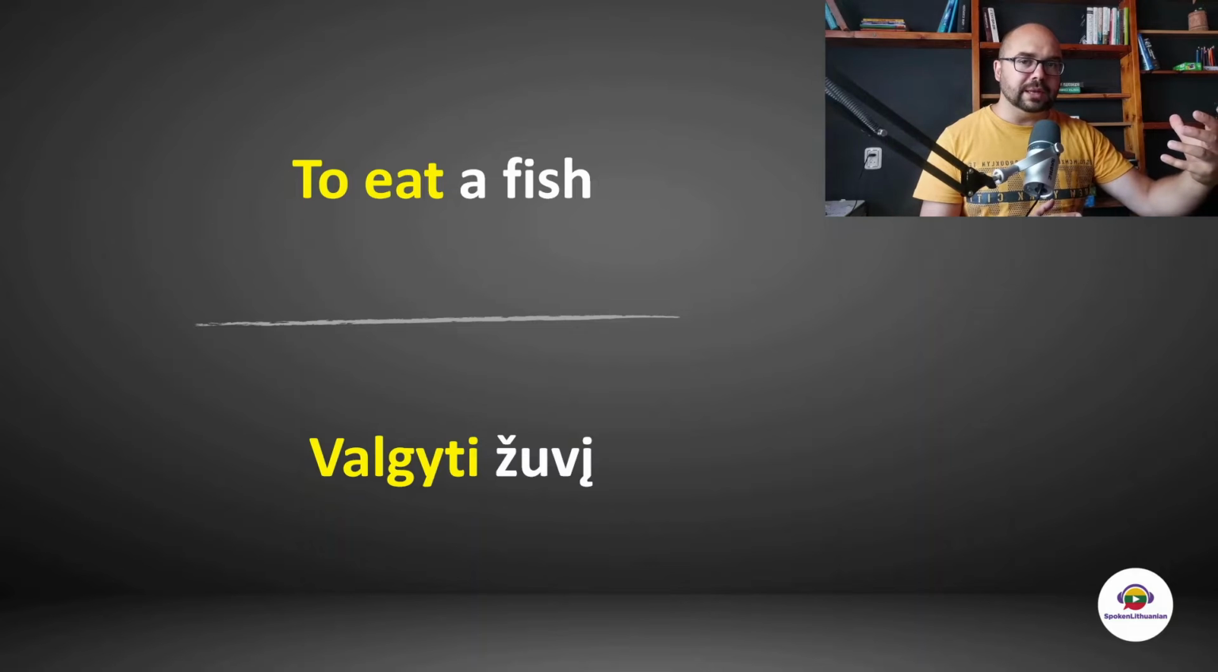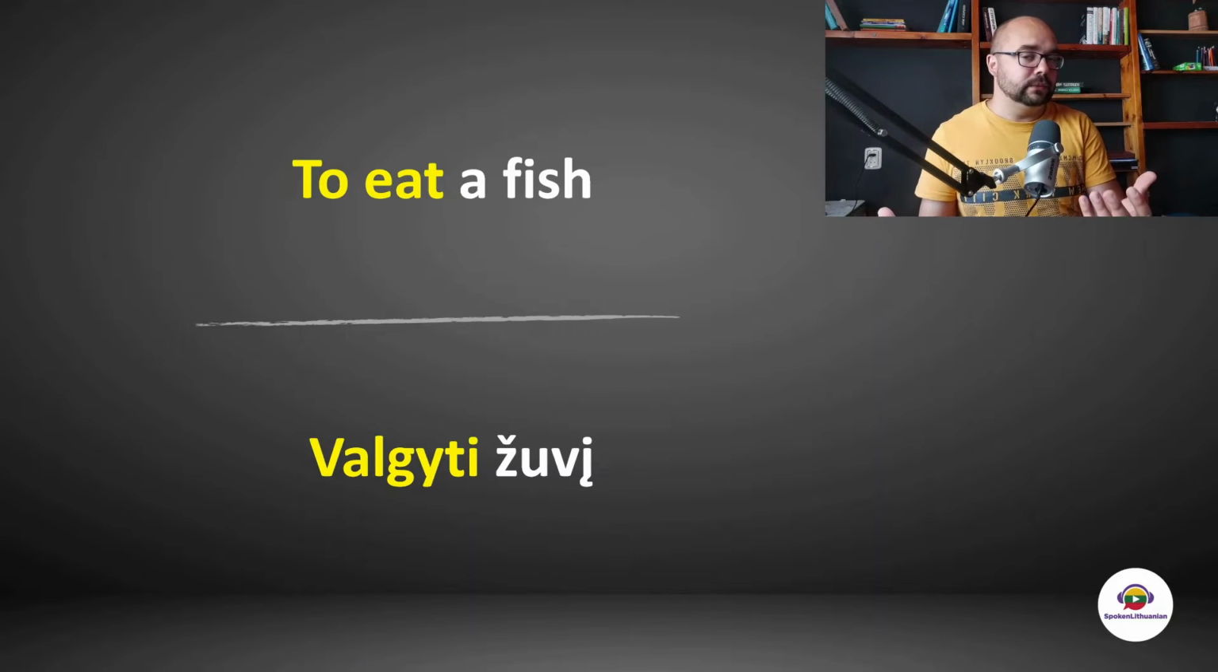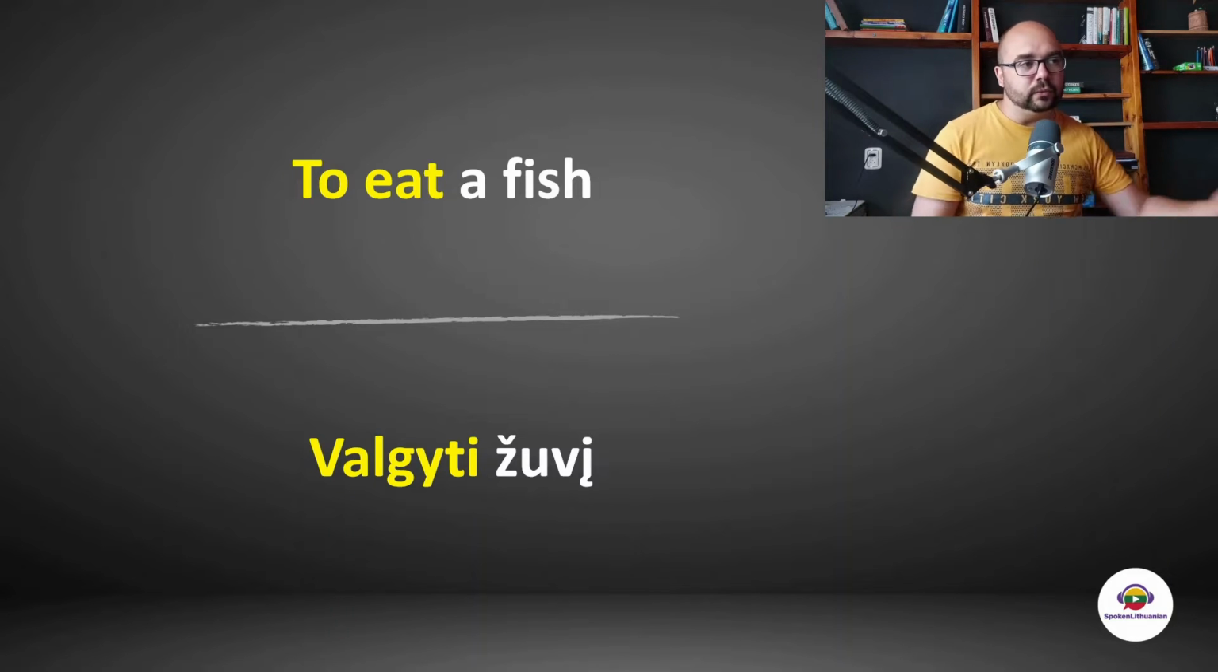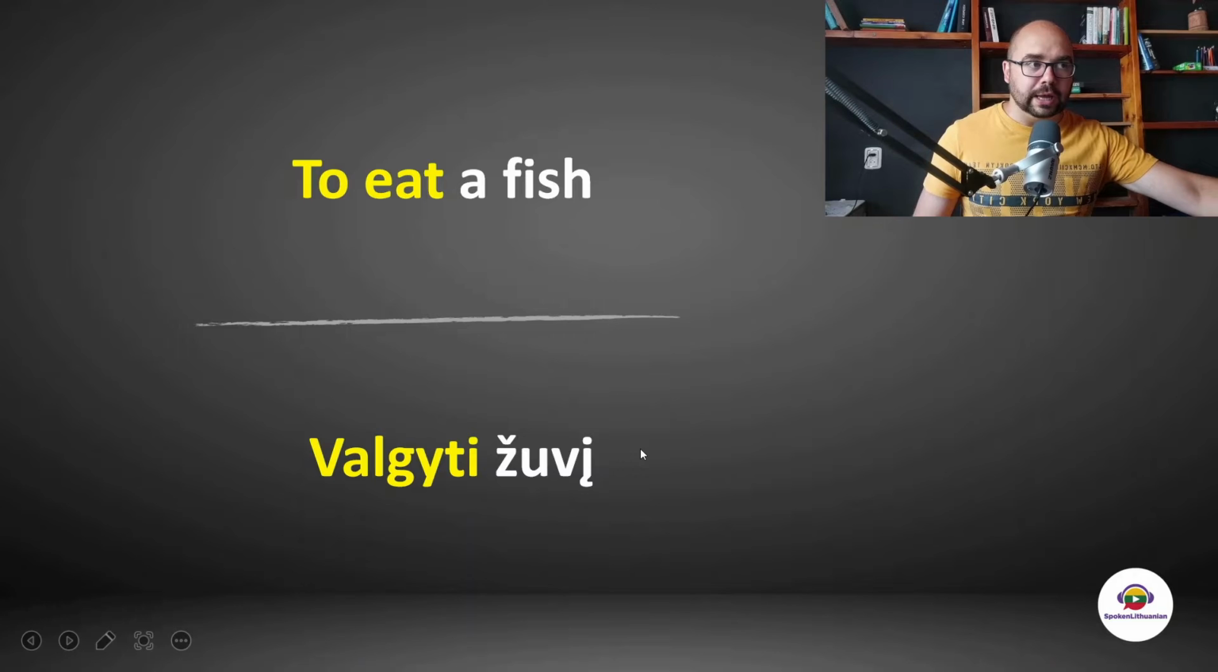But you can see here that we already have a different ending, because to eat a fish, now for the word fish, in this case, you have an accusative case. It's like a direct object of the sentence. To eat what? In English, it also answers the question what, but it's a different one in Lithuanian language. It answers the question ką. Because the fish is not directly participating in the sentence, it's being eaten. And in this case, we have accusative case. Žuvį. Valgyti žuvį. To eat fish.